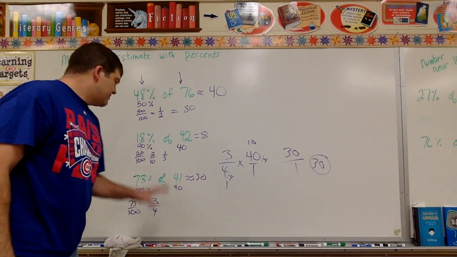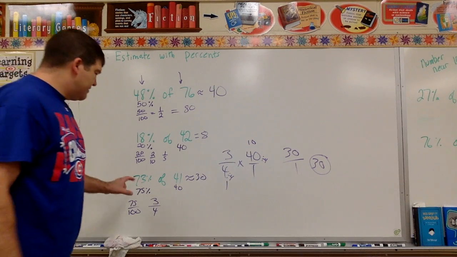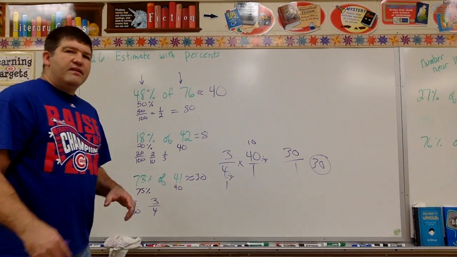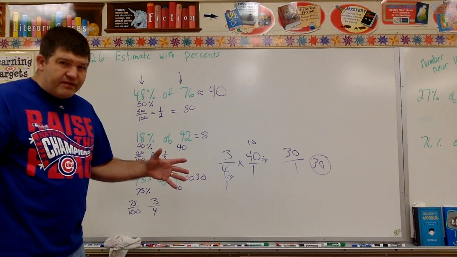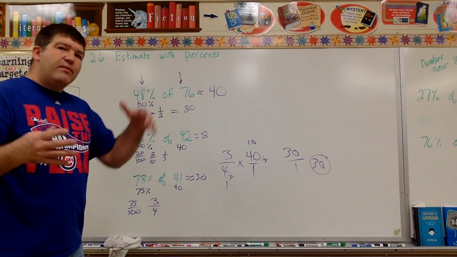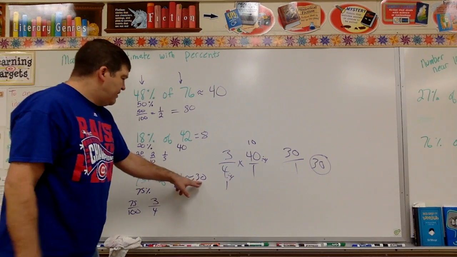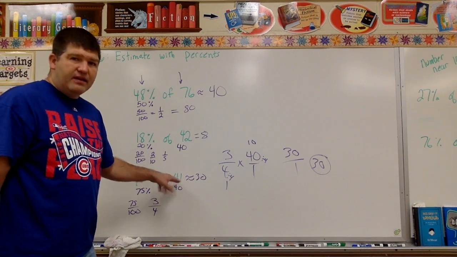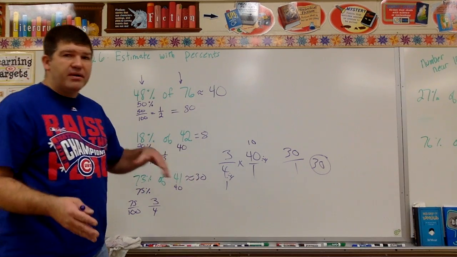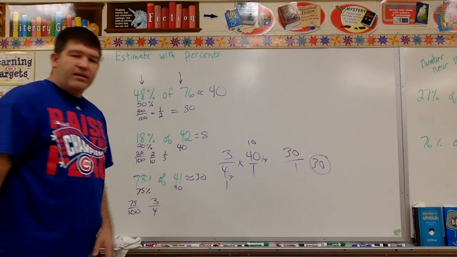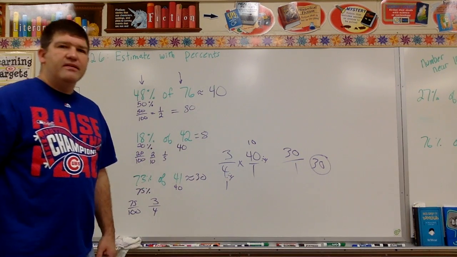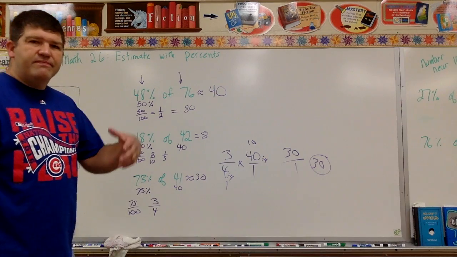And I know that makes sense because 73% is more than half of it. Okay? It's not quite the whole thing, but it's a good chunk more than half. So is 30 more than half of 40? Yeah. It's not the whole thing, but it's more than half. Half of 41 is about 20-something. So 30 is more than 20.